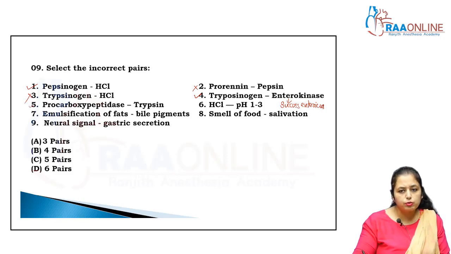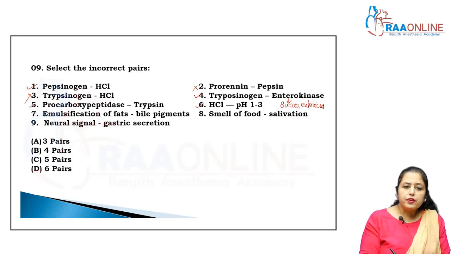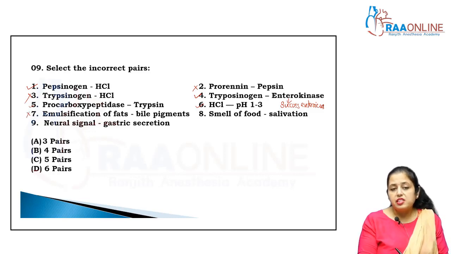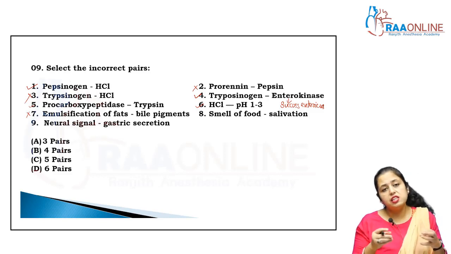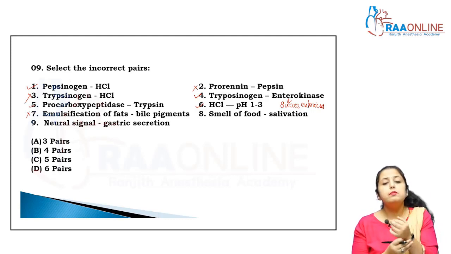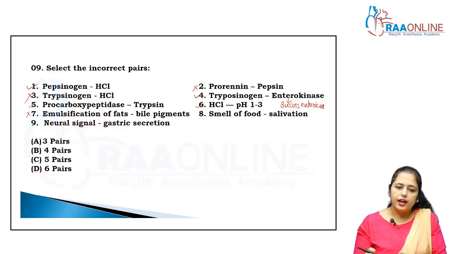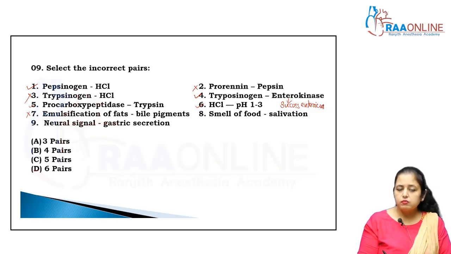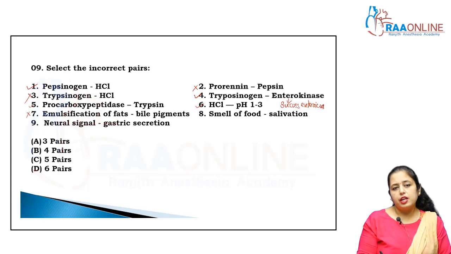HCl pH is 1 to 3. Exactly. Emulsification of fat is related with the bile pigments. No, it is related with the bile salts, right? Emulsification of fat, what is the meaning of that emulsification? That is the large fat globules split into simpler and smaller forms, right? This is called emulsification. Clear? And the bile salts are related with the emulsification of fat.